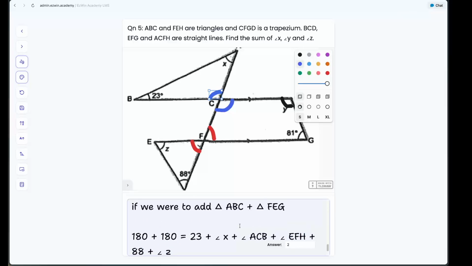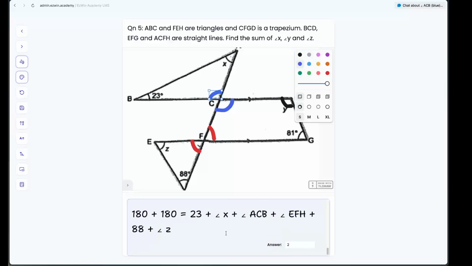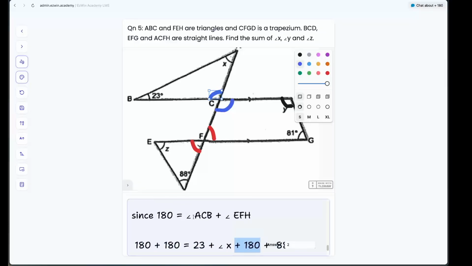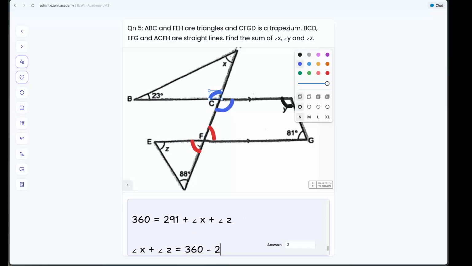And earlier we saw that ACB plus EFH is 180. Then we can swap it out and this will be our equation. So 180 plus 180 is equal to 23 plus X plus 180, because ACB plus EFH that we went through is 180, plus 88 plus Z. If we simplify everything, this will be 360 equal to 291 plus X plus Z. So we can find X plus Z, which is basically equal to 360 minus 291, and this will give us 69.